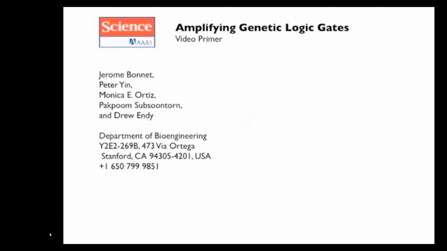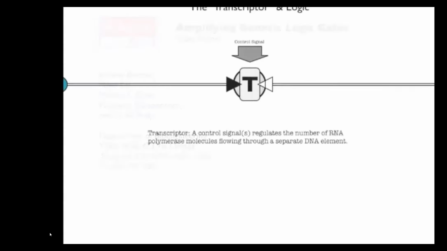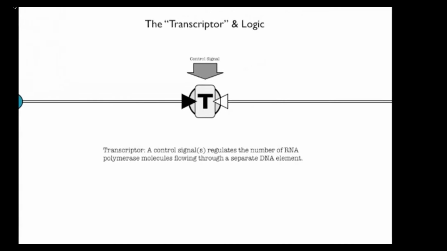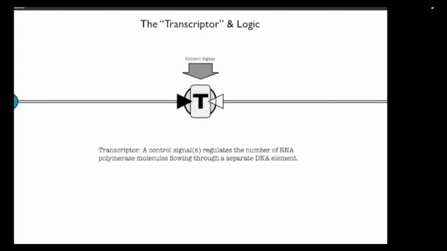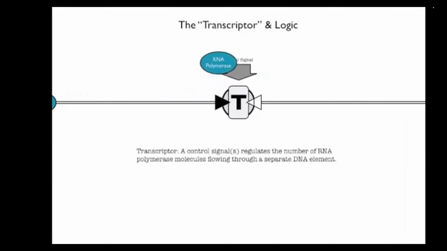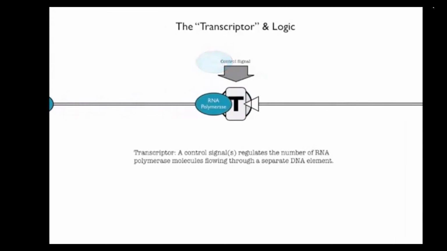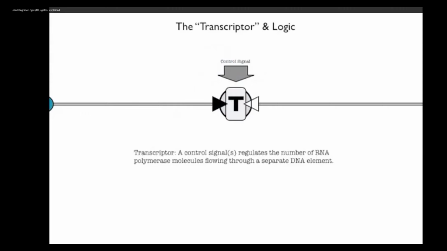and how you go from transcriptors to logic. A transcriptor is an element within an engineered piece of DNA that controls the flow of RNA polymerase along the DNA. So you can kind of think of it as an electrical wire, except instead of having electrons and current being regulated along a wire, we actually have a molecule of DNA. We're controlling an enzyme called the RNA polymerase, which is the enzyme that carries out the reading of DNA, or transcription. We're controlling whether or not the RNA polymerase can flow along the DNA.